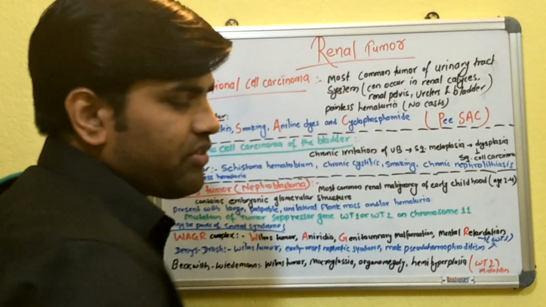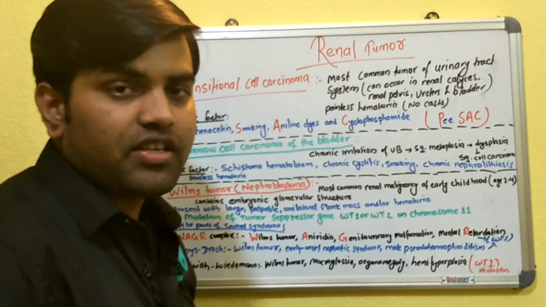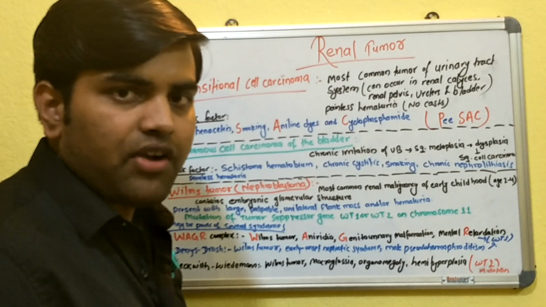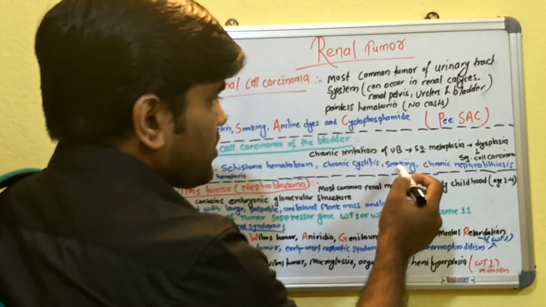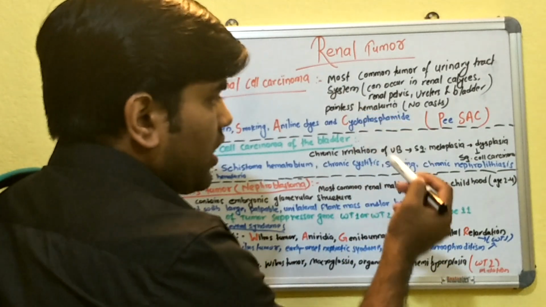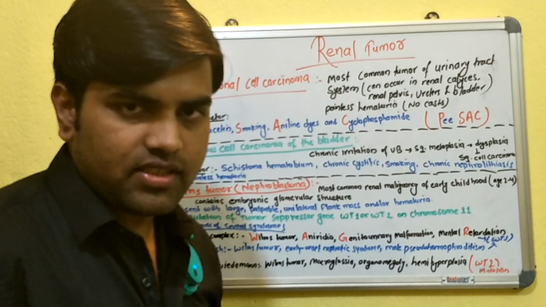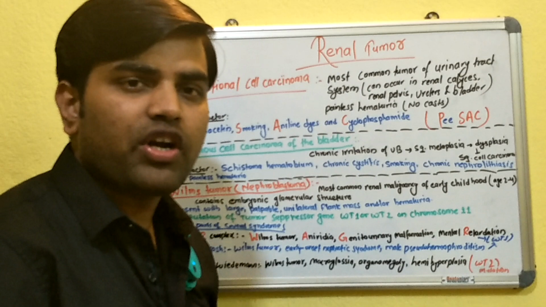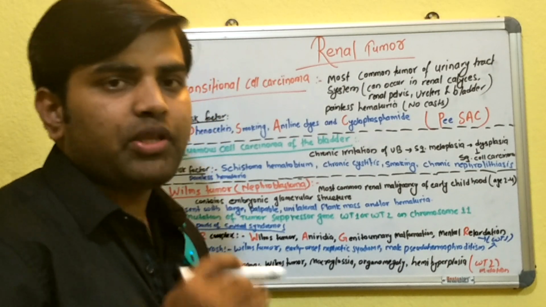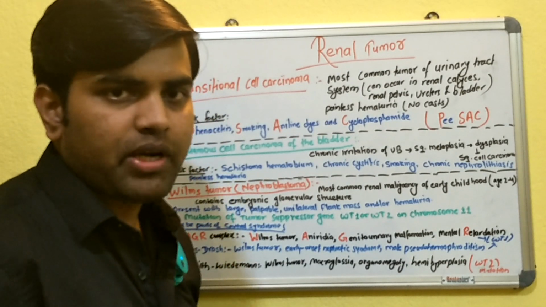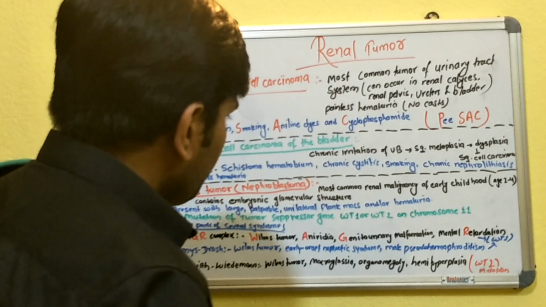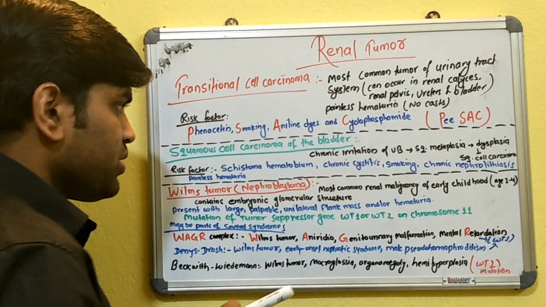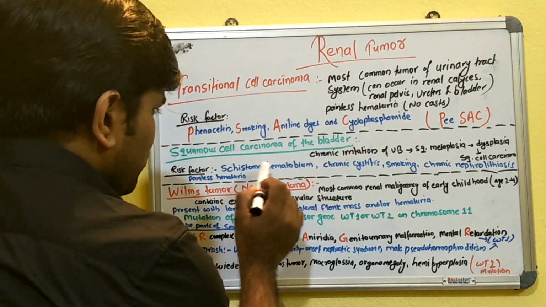Then chronic cystitis. If a patient has chronic cystitis, chronic infection of the bladder, that will also lead to metaplasia and finally to cancer. Then smoking and chronic nephrolithiasis. If a stone is present, it will chronically irritate the epithelial lining and lead to metaplasia and finally to cancer. Okay, so we have now understood about squamous cell carcinoma and about Schistosoma hematobium.